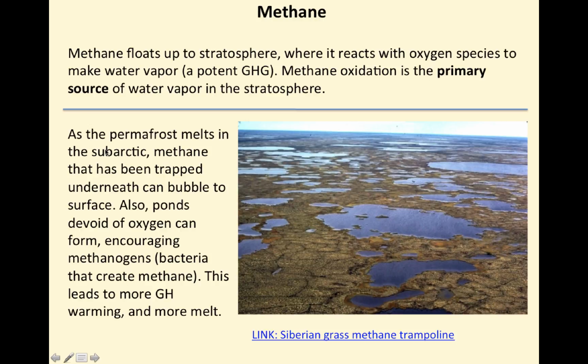Other things to think about for methane is as the permafrost melts in the subarctic, which is doing it at an alarming rate right now, methane that's been trapped underneath by the ice can bubble to the surface now. Also, these ponds are now devoid of oxygen. They're kind of stagnant because they don't have an inlet and outlet to replenish the oxygen. This encourages methanogens, which are bacteria that form methane. This can lead to even more methane and lead to global warming and more melt. And so it's a positive feedback effect that could be in play.